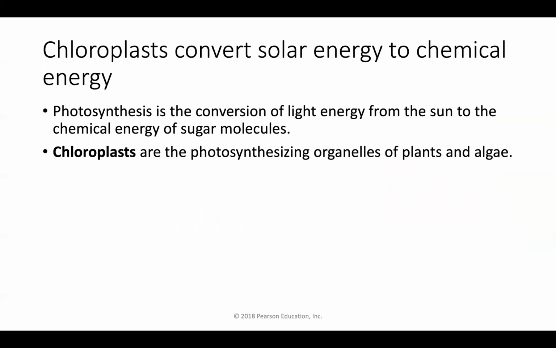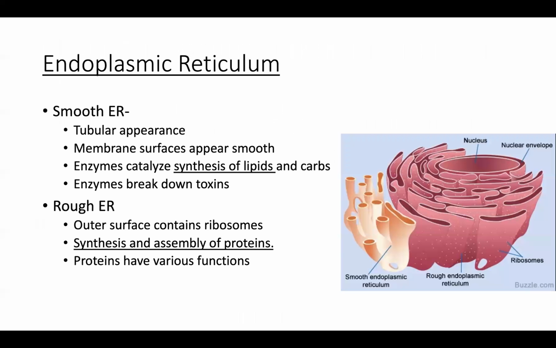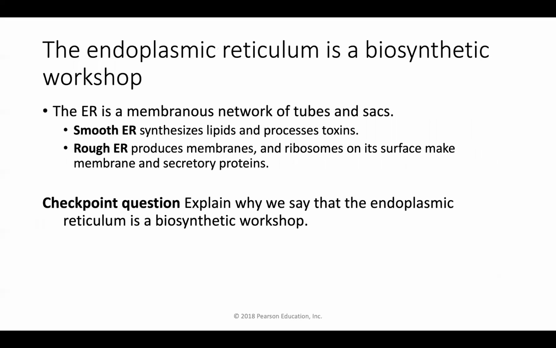Chloroplasts are photosynthesizing organelles of plants and algae. Okay, photosynthesis, we know, is the conversion of light energy from the sun to the chemical energy of sugar molecules. So glucose is a product of photosynthesis. The endoplasmic reticulum, there are two types, okay, smooth ER and rough ER. You should be able to readily identify what these structures look like and what their functions are.